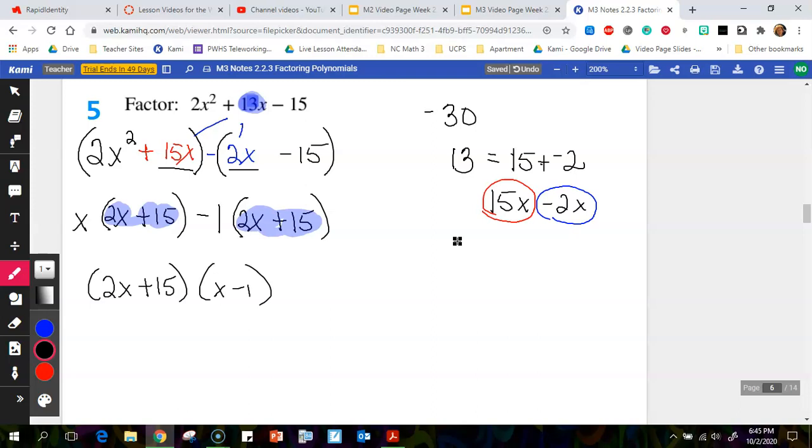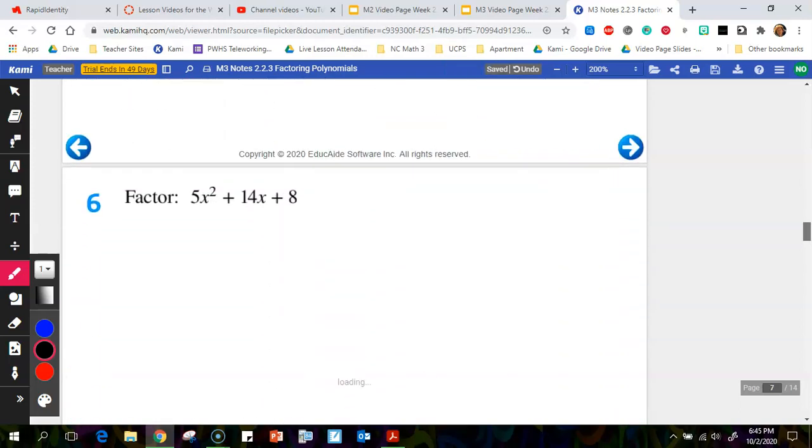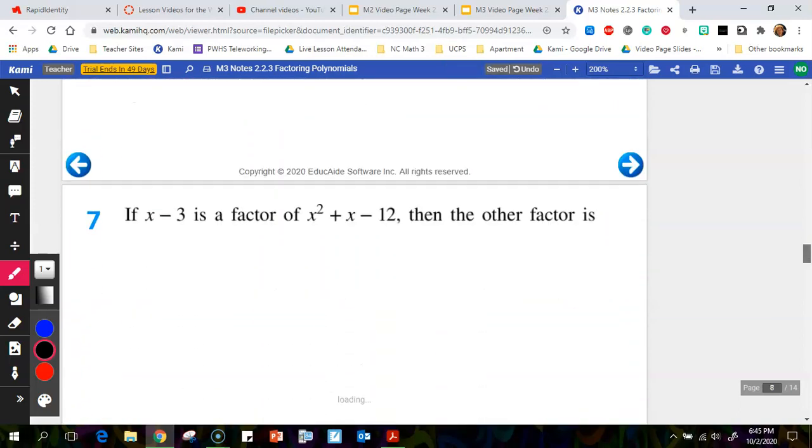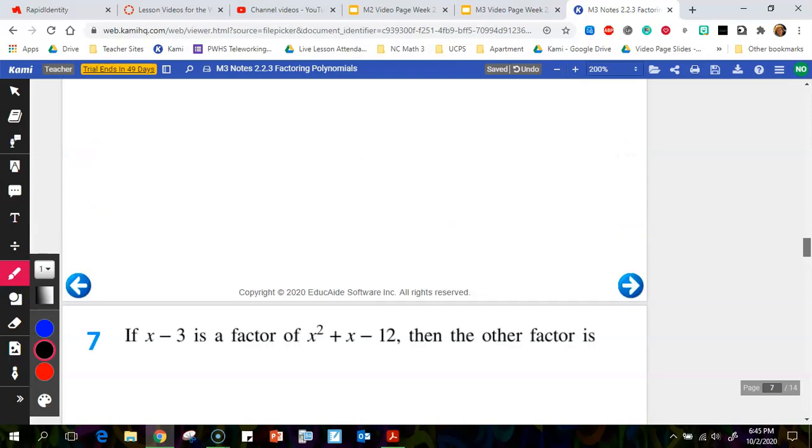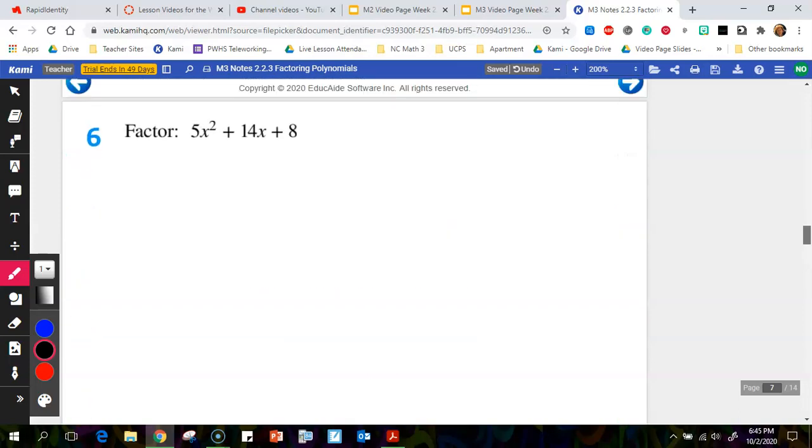All right, so that is when quadratics have an a value that is greater than 1. The other ones that we did were a equals 1. Here's another one. I'll try to do this one kind of fast. I might go about 30 minutes on this today, guys. Sorry. Okay, so I'm going to be rewriting this whole thing.